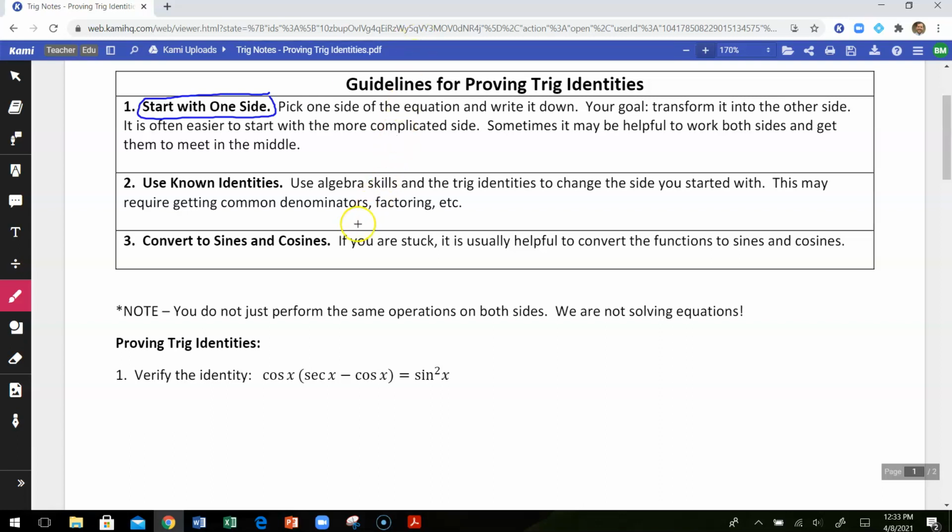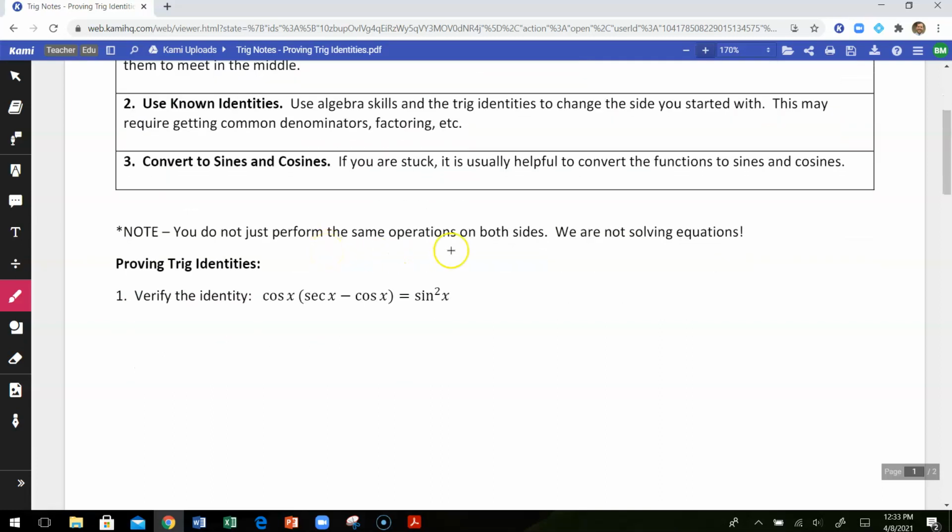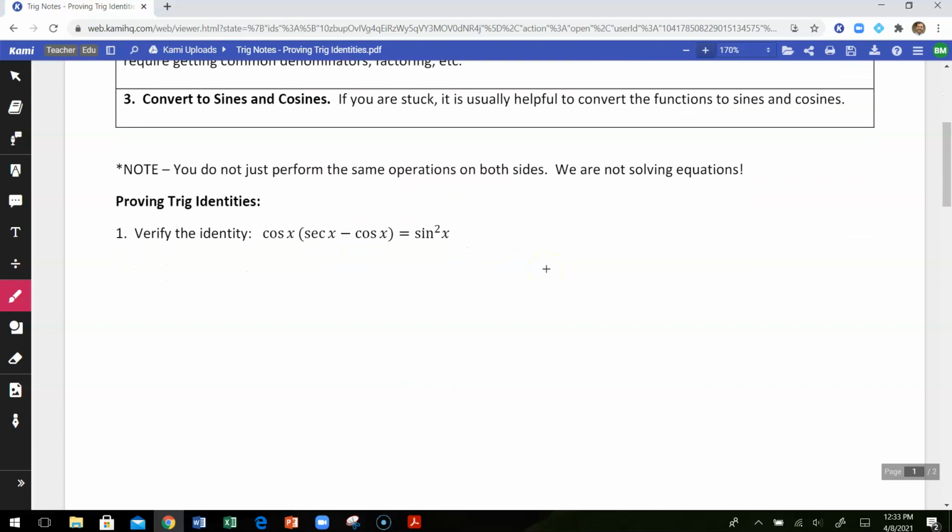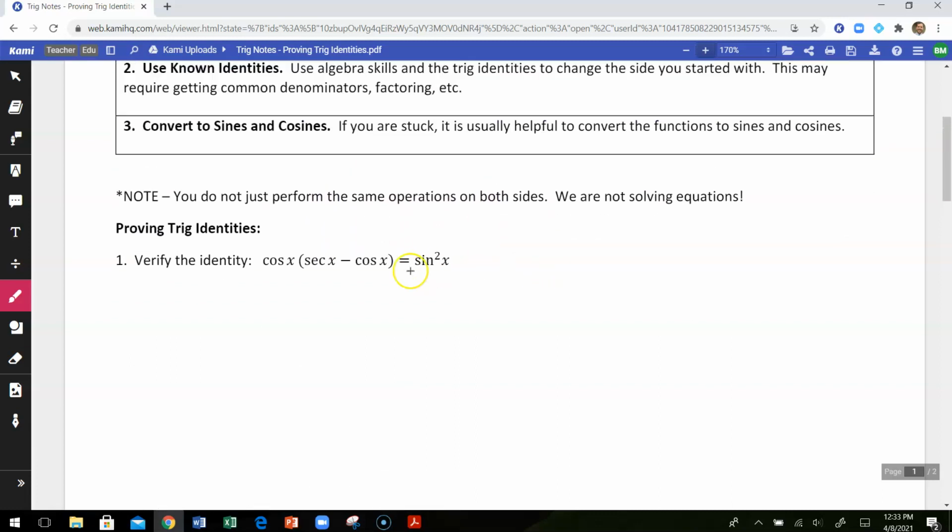What we're going to do is just use our algebra skills, working with fractions, things like that. We're going to use some identities like we did in simplifying trig expressions. And then if you are stuck, my number one tip is to convert things to sine and cosine. That will help you get unstuck. So I'm just going to jump into this first example. I want to prove that this is true. The more complicated side is the left side. There's more going on there.